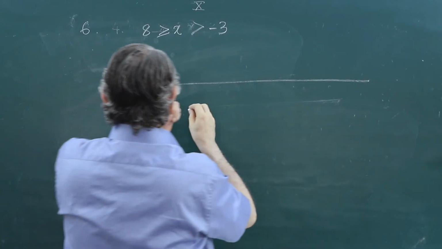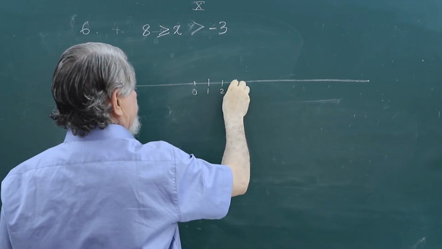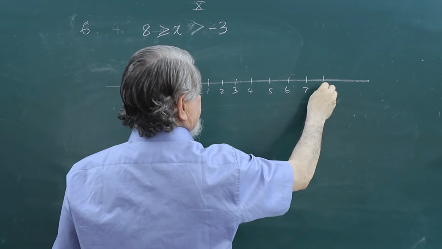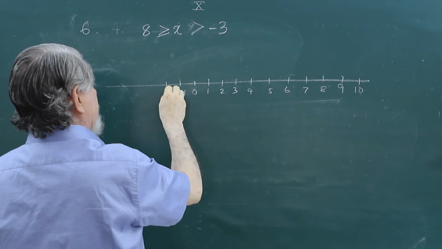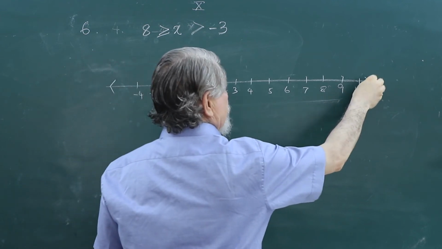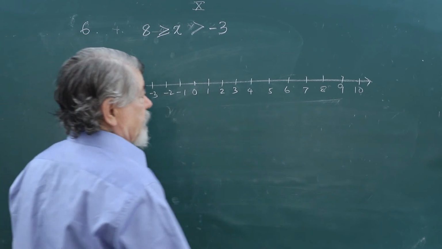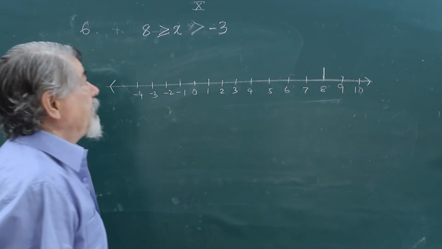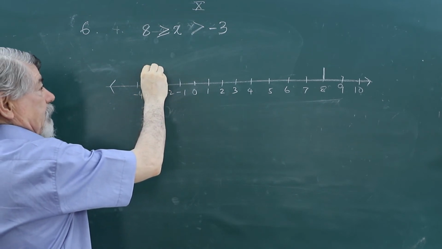So let's draw the line here. 0, 1, 2, 3, 4, 5, 6, 7, 8, 9, 10, suppose. Minus 1, minus 2, minus 3, minus 4. Arrows will indicate it is going to infinity. X is less than or equal to 8 and x is greater than minus 3. So like this.